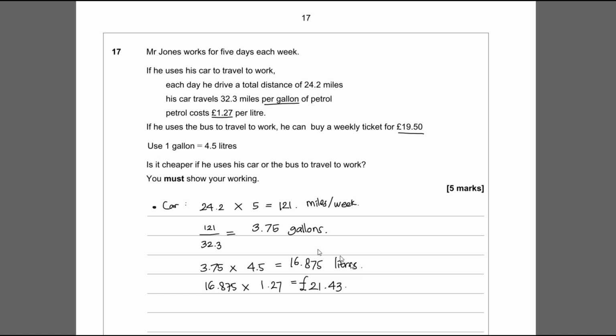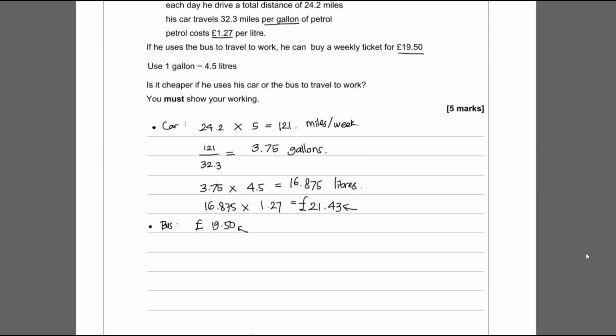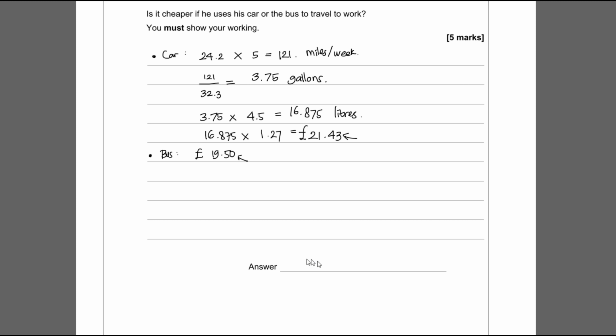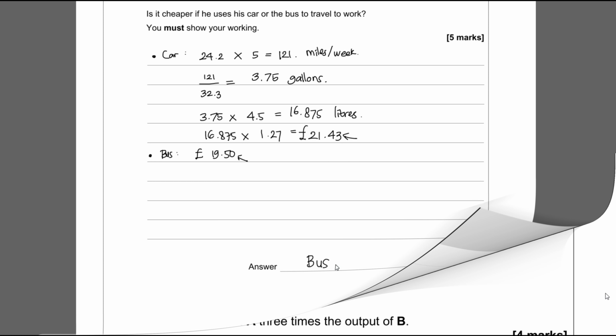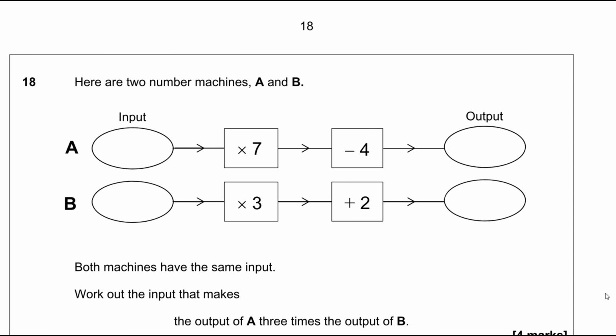Alright, now we have the cost for driving the car for the whole week. With the bus, each week he has to spend 19.50. We just compare this number with this number. Which one is cheaper? Of course, the bus is cheaper. Let's write down the answer here. The cheapest way is just write the bus. That's it.